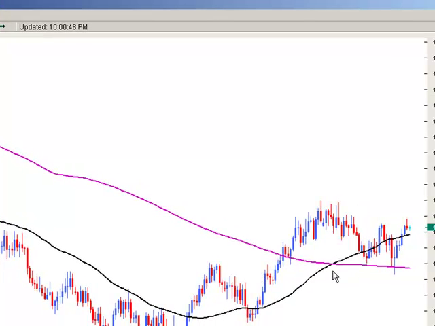And then here you've got the near-term moving average coming up above the long-term moving average. The long-term one kind of planing out a bit, and the price, at least presently, staying above both moving averages.